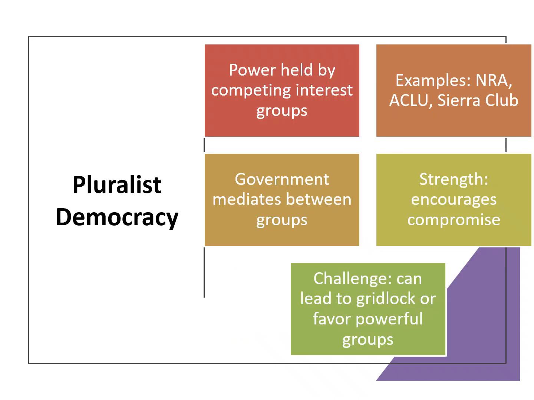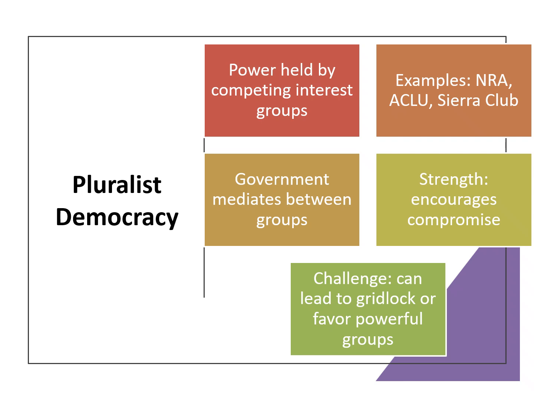Next is pluralist democracy, which emphasizes the role of groups in the policymaking process. Citizens form interest groups and compete to influence government. Power is dispersed. No one group gets to dominate. Government acts as the referee between competing interests for resources.